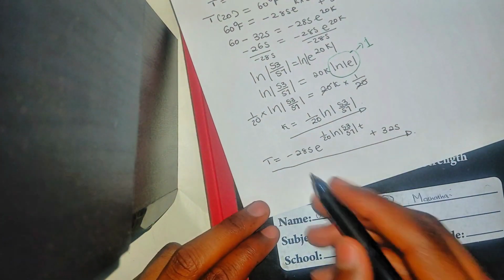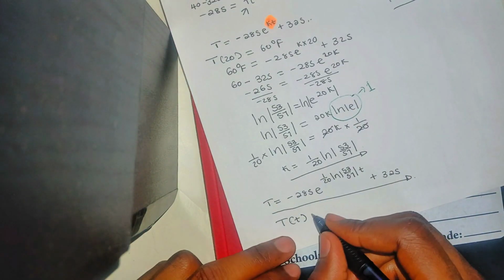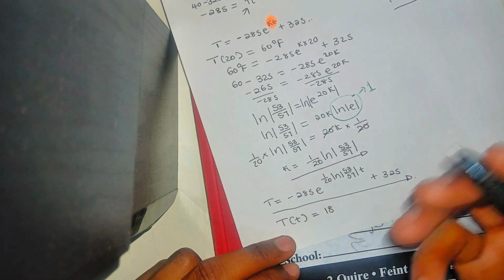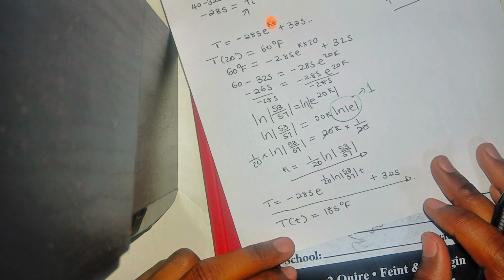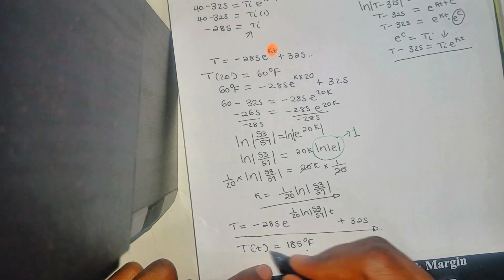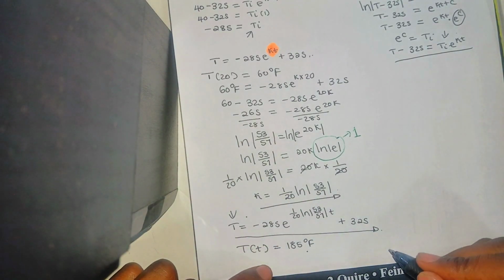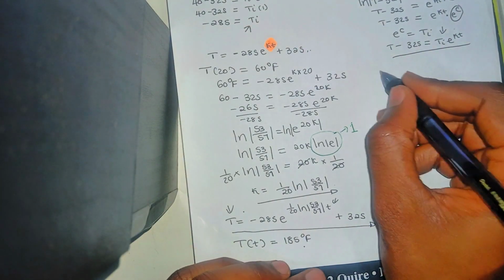Because they told you to find the T when the temperature is at 85 degrees Fahrenheit, right? Now, you just have to take this temperature and put it here on T. Then look for this T, easy as that.